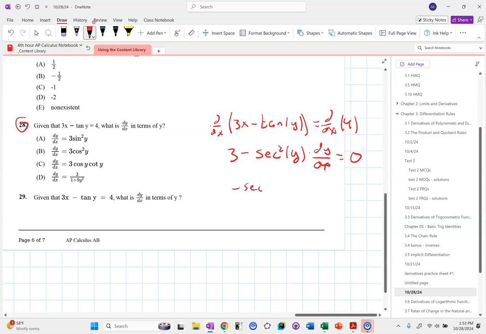So I'll subtract 3 from both sides. And then I'll multiply by negative cosine squared. Why negative cosine squared? Because secant squared is 1 over cosine squared, right? Multiplying by cosine squared would be the same as dividing by secant squared. You guys okay with that? Those trig identities matter, huh? They absolutely do.